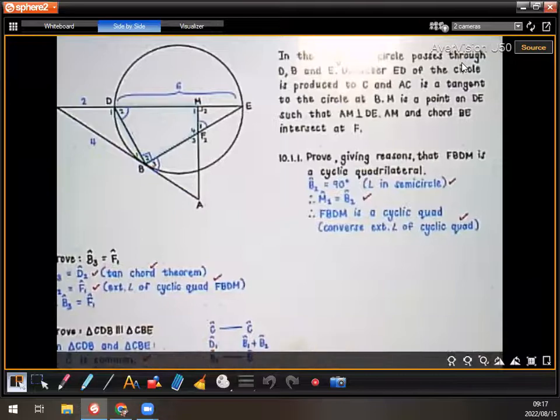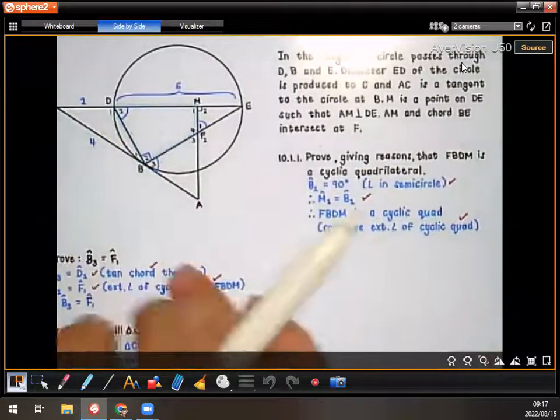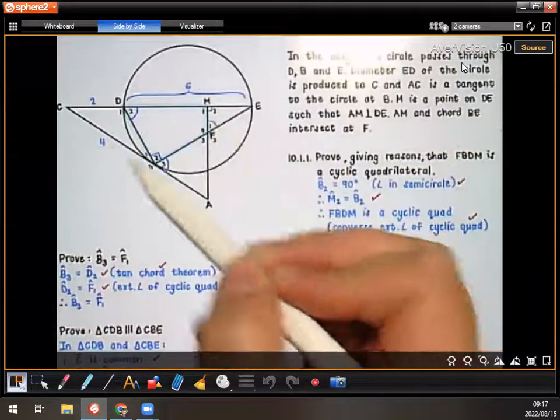Yes, but it's on the next page. Prove that VGM is a cyclic quad, this one here, right?